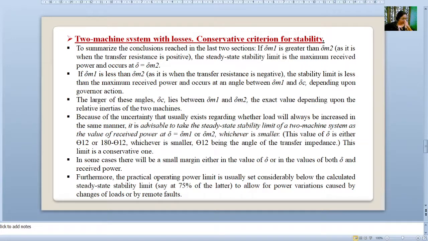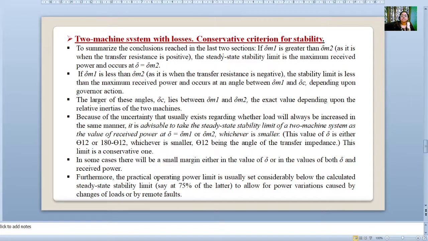You understood the two cases for the effect of governor action. In the first case, we have increased the shaft load on machine 2, and in the second case, we have increased the mechanical input of generator 1, machine 1. So in the first case it is stable, in the second case it is unstable, and this case we have considered for negative resistance. For positive resistance it is reverse, but in that case it doesn't change because that angle is del equal to del m2.